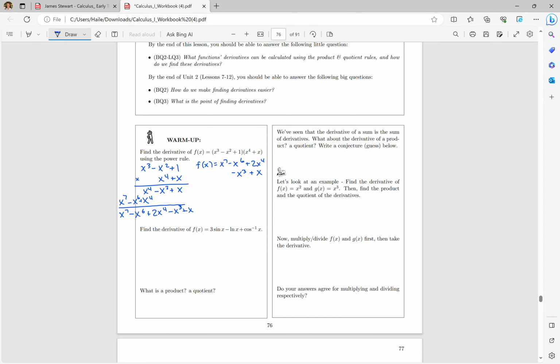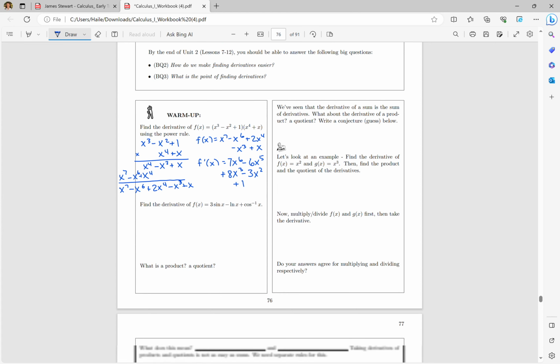Now if we want to take the derivative of this, we can use the power rule on each individual term. That gives us 7x to the sixth minus 6x to the fifth plus 8x cubed minus 3x squared plus 1. So that's our derivative using the power rule.